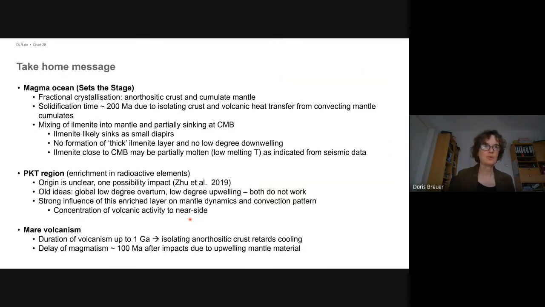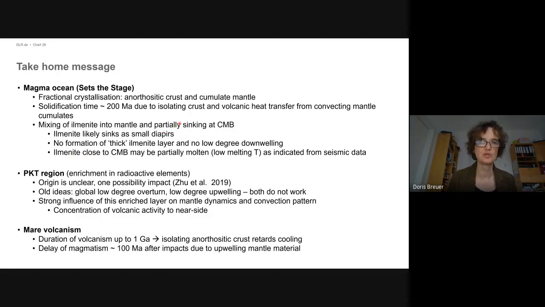Okay, I think I'm already late. So here you have some take-home messages about the magma ocean, which sets the stage of the planet. We have fractional crystallization, the anorthositic crust, and the accumulated mantle. The solidification time is longer than people have suggested. It's more like 200 million years, due to the crust and the volcanic heat transfer. We have mixing of the ilmenite into the mantle and partially sinking at the core-mantle boundary. Ilmenite will likely sink as small diapirs. There is no formation of a thick ilmenite layer or something like this.